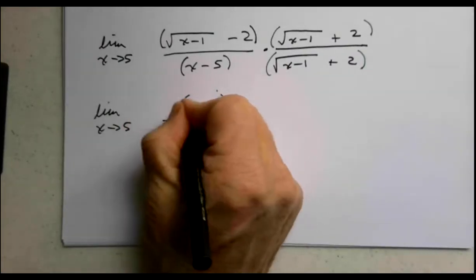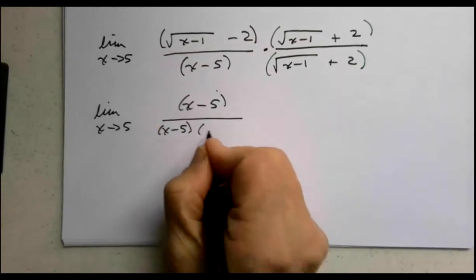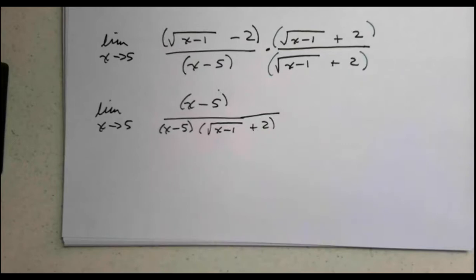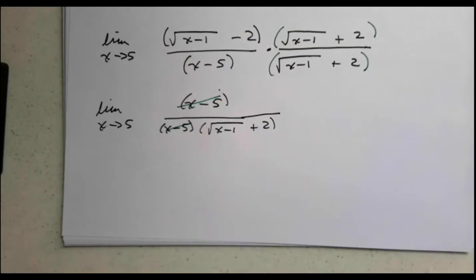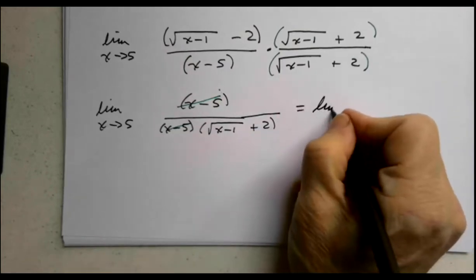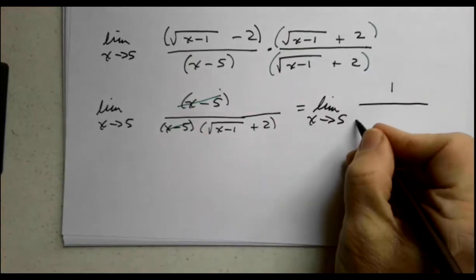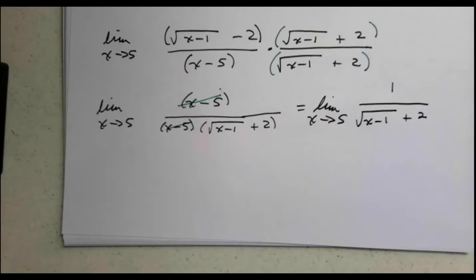I'm not going to multiply those things on the bottom because I want to see how the x minus 5 divides out. X minus 5 here, root x minus 1 plus 2. So the x minus 5s go. Now I have the limit as x approaches 5. Upstairs is just 1 over the square root of x minus 1 plus 2. At this point, let's plug the 5 in for x and see what we get.